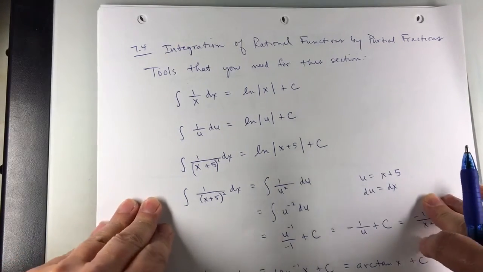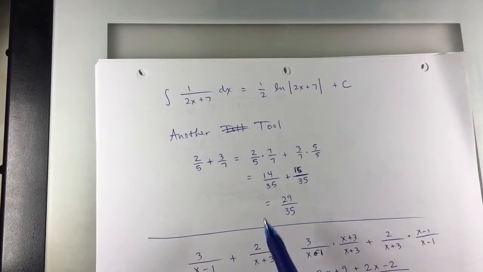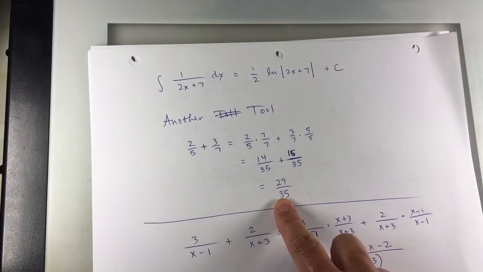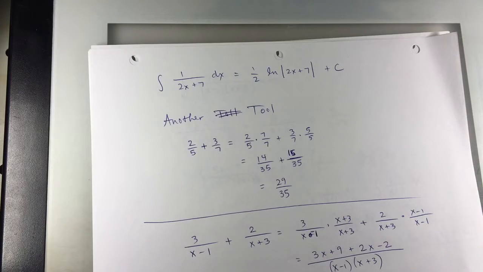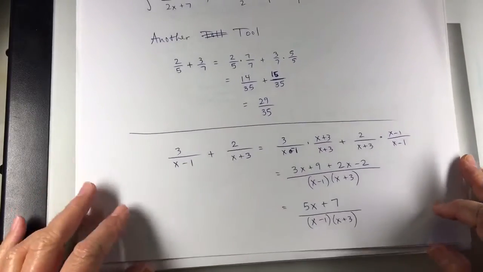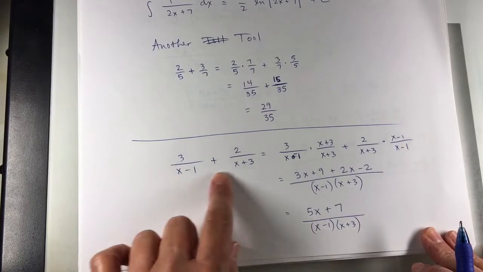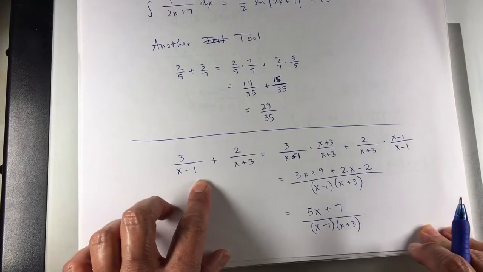On the next page, I went through this little tool where I said, okay, remember how when you were adding fractions, you had to get a common denominator, that you need to remember how to get common denominators. And of course, I did it here with just numbers, but also when you were in algebra class, they did some of these where you had these rational expressions.